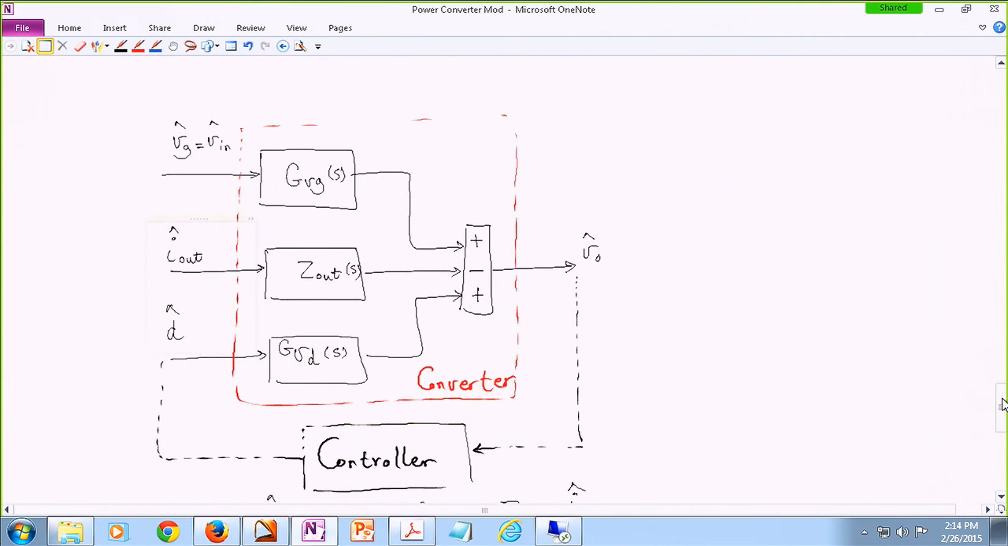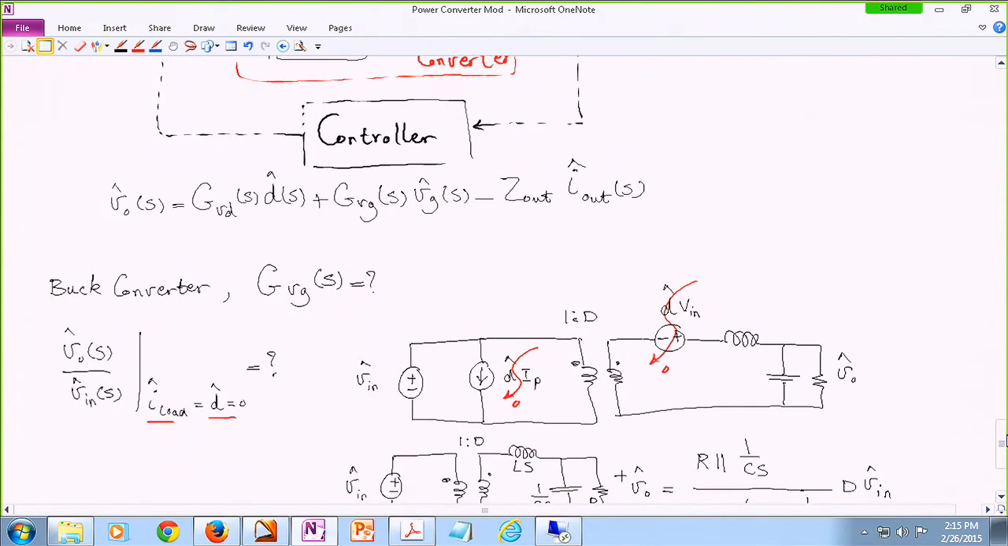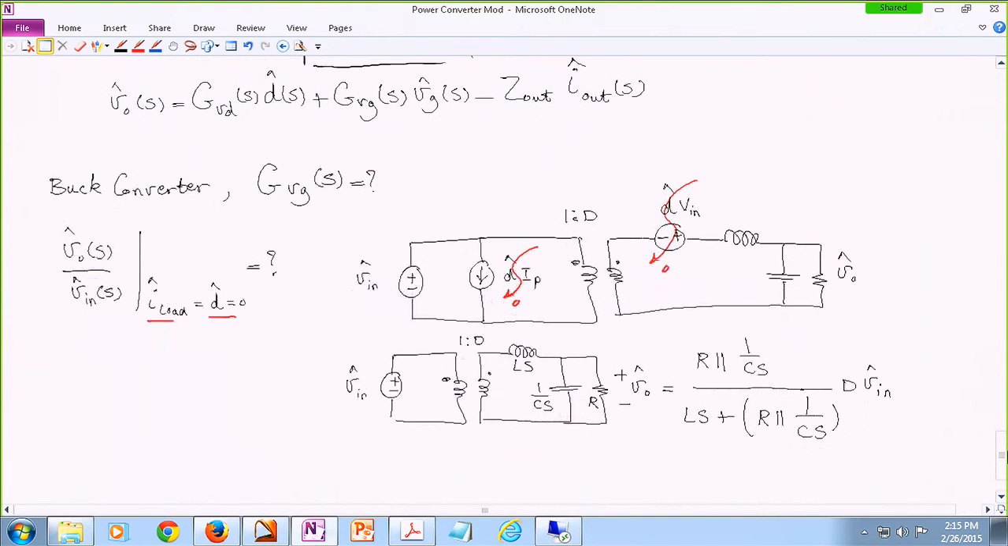So this is the overall block diagram, and what we are going to do today is try and find a controller. What is a good transfer function as our controller to be able to achieve the goals that we are going to define? As an example, I just focused on the buck topology, and I was trying to find GVG, which is the audio susceptibility.